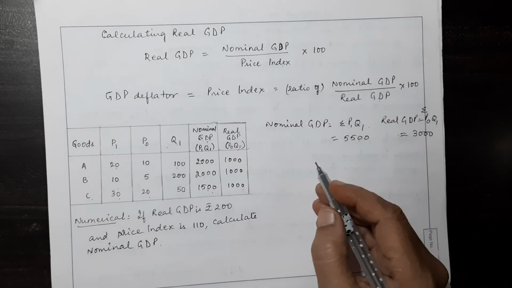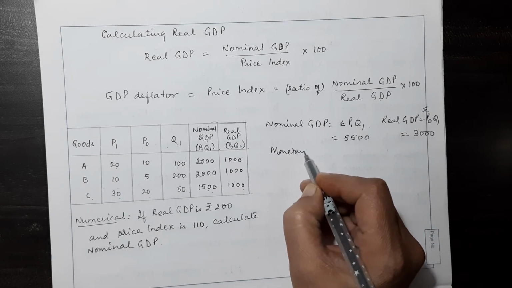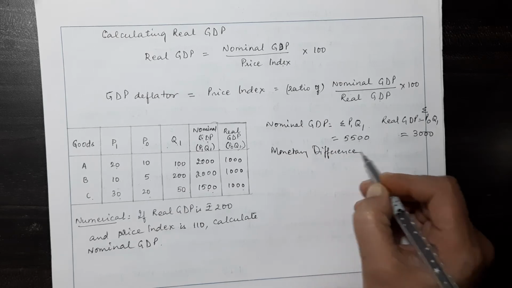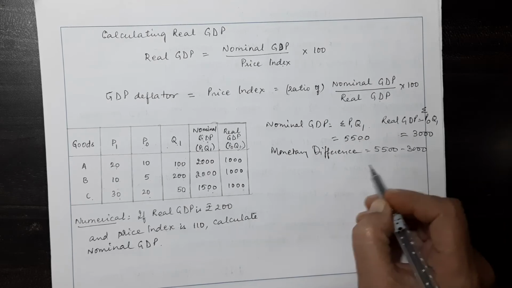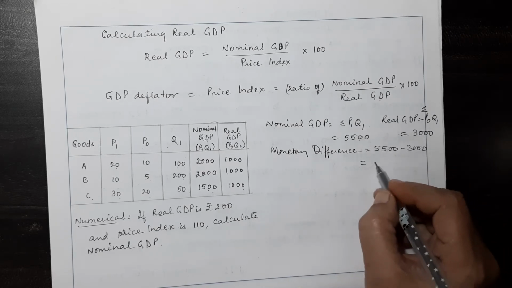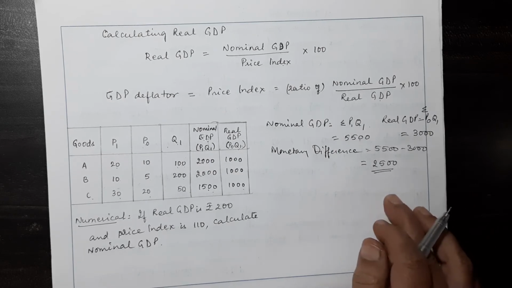So what is the monetary difference? The monetary difference is 5500 minus 3000, which is equal to, how much do we get? We get something around 2500. 2500. This is the monetary difference.